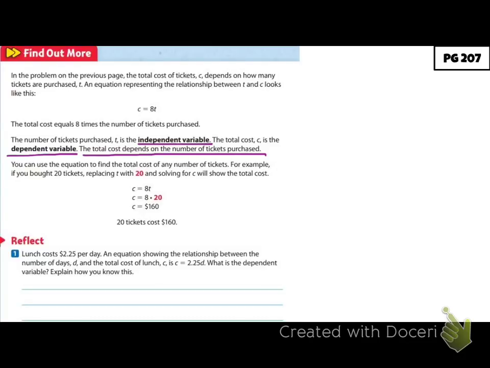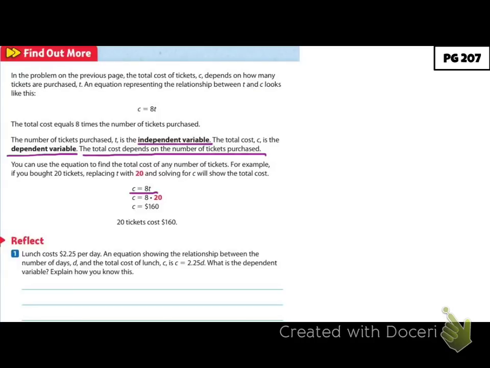So, you can use the equation to find the total cost of any number of tickets. For example, if you bought 20 tickets, replacing T with 20 and solving for C will show the total cost. So just like we did on the previous page, we take our equation, we plug in the 20 for T, and that gave us a new total for C. So 20 tickets cost $160.